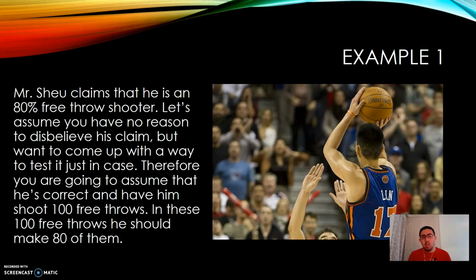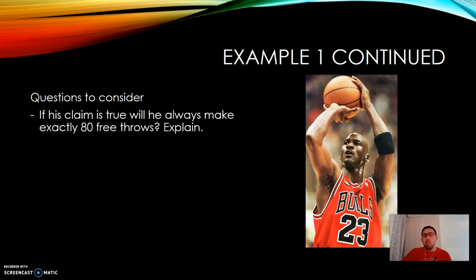Okay? Now, I just want you to consider a few questions as you are thinking about this, right? Number one, if Mr. Shu can actually, like me, I'm not actually an 80% free throw shooter, but let's say it's true, right? If my claim is true, will I always make 80 free throws? What do you think? If I don't make 80 free throws, does that mean it's not true?